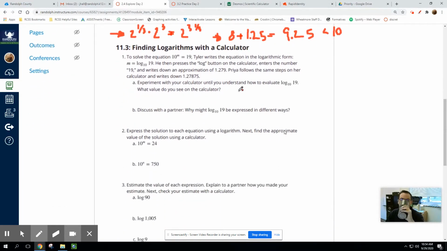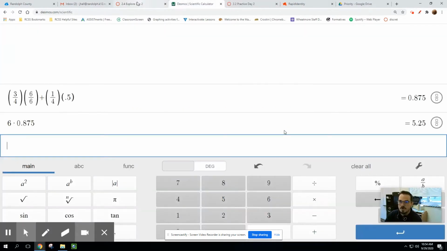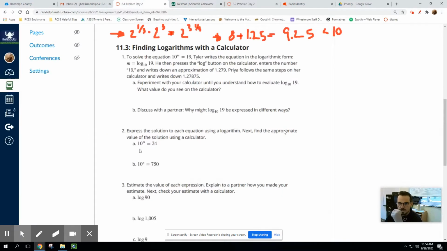When we do this 11.3, finding logarithms using a calculator, I think I'm reading it off, so I'll read it all for you. It says to solve the equation 10 to the m equals 19. Tyler writes the equation in logarithmic form. m equals log base 10 of 19. Then he presses the log button on the calculator, enters the number 19, and writes down an approximation of 1.279.